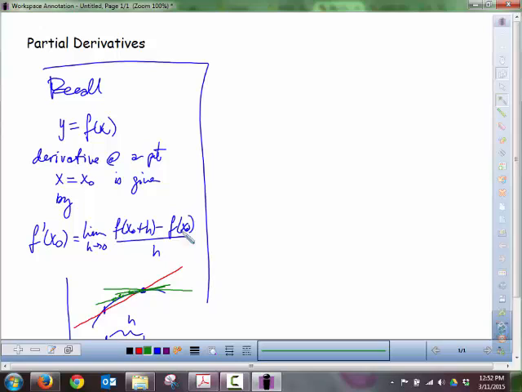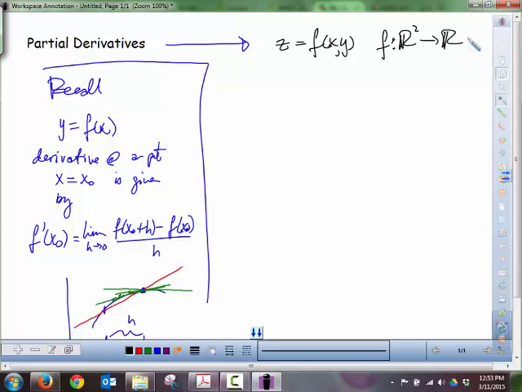Now we got to bring this up to 2 variables and an output variable, which brings us to the 3 dimensions. So now we're dealing with a function z is equal to f of x y, where f takes a 2-point input or a 2-vector input and gives it a scalar output. And then we're interested in finding derivatives of these things.